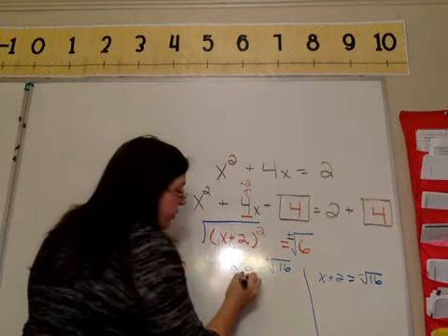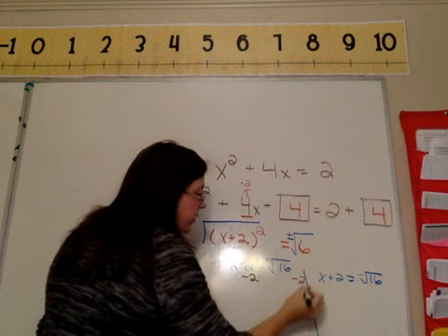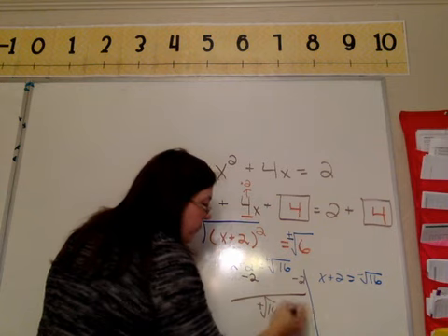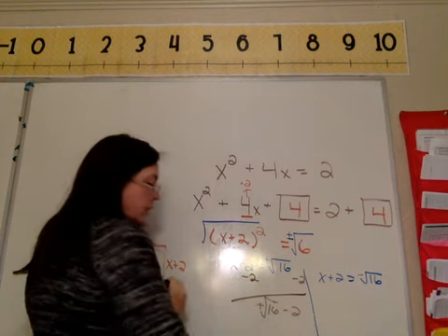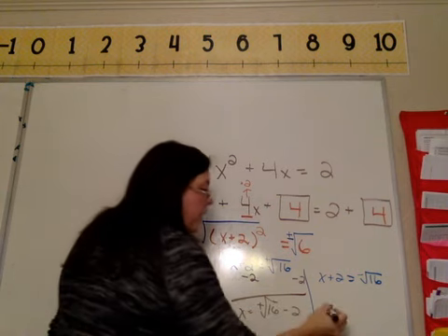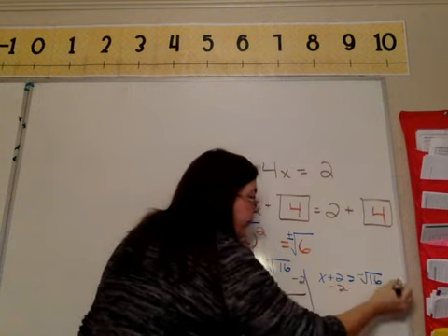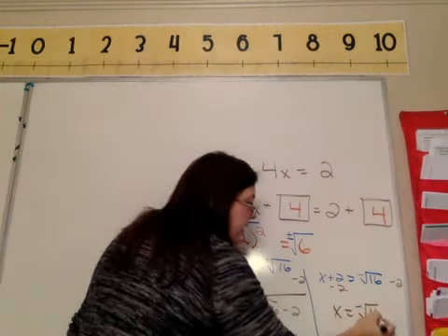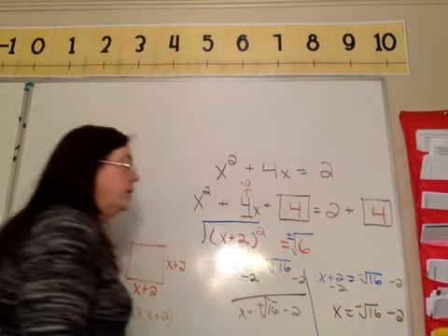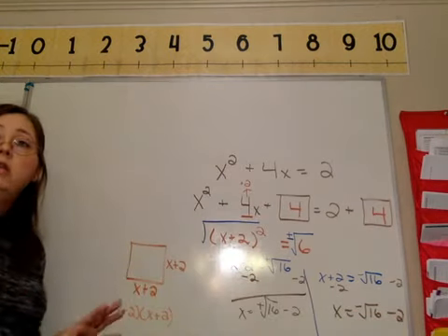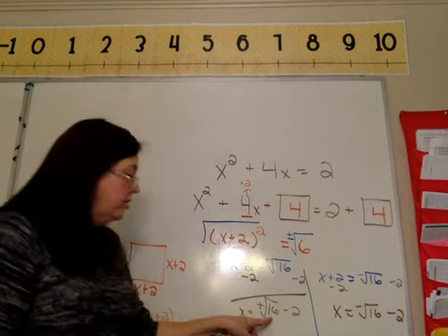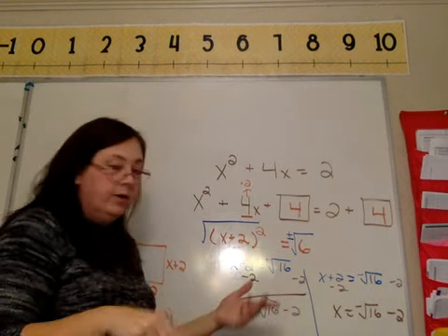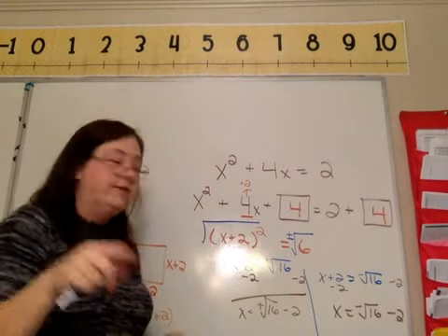You pull your 2 to this side on this one. So you would have x equals the positive root of 16 minus 2. Pull it on this side. You would have x equals the negative root of 16 minus 2. Just depends on what your instructions told you to do. If they wanted you to estimate, then you would have a number here, and then you would just follow through. Okay?